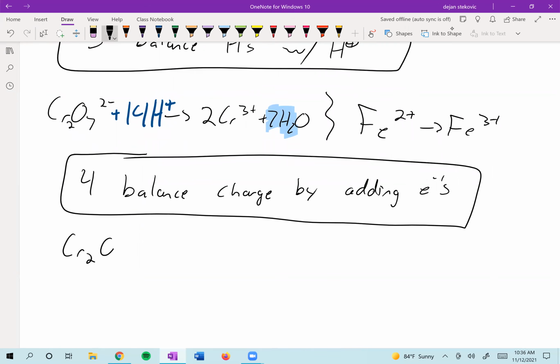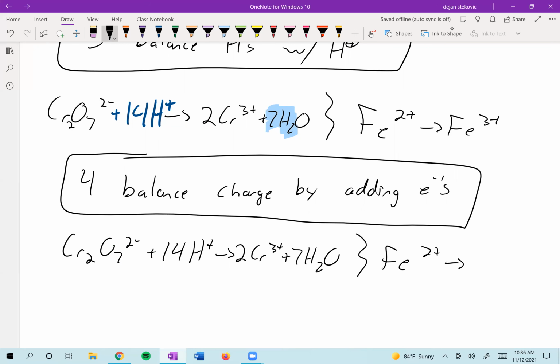Again, I'm going to rewrite the equation. You don't have to rewrite it this many times, but I just want to be clear about what's going on in each step. All right, so let's go ahead and take a look at our charges.